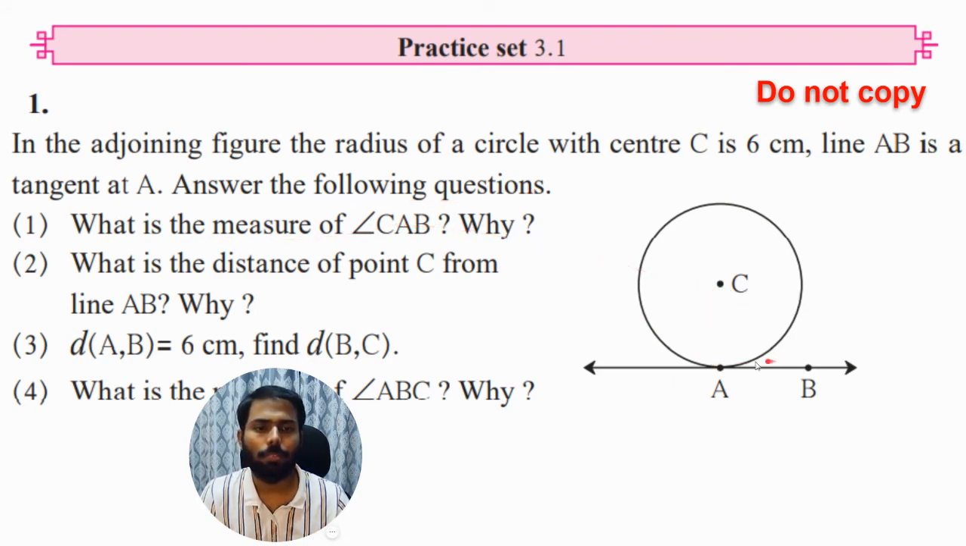Angle CAB. Now, should I tell you the answer? It's so simple, right? You just join CA. CA will be perpendicular to AB using tangent theorem. So angle CAB 90 degrees हो जाएगा. So you have to give that reason. One line statement. Okay, one line answer.